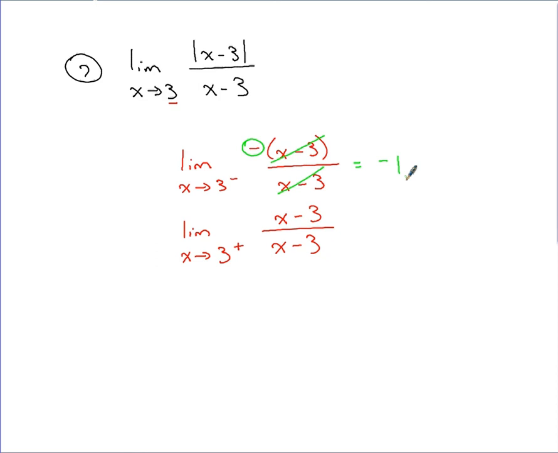And from the right side, well, x minus 3 over x minus 3, that divides out altogether, leaving you with 1. So limit as x approaches 3 from the right side, apply to this function equals 1. Meaning, the limit as x approaches 3, apply to the function overall, does not exist since these numbers are different.